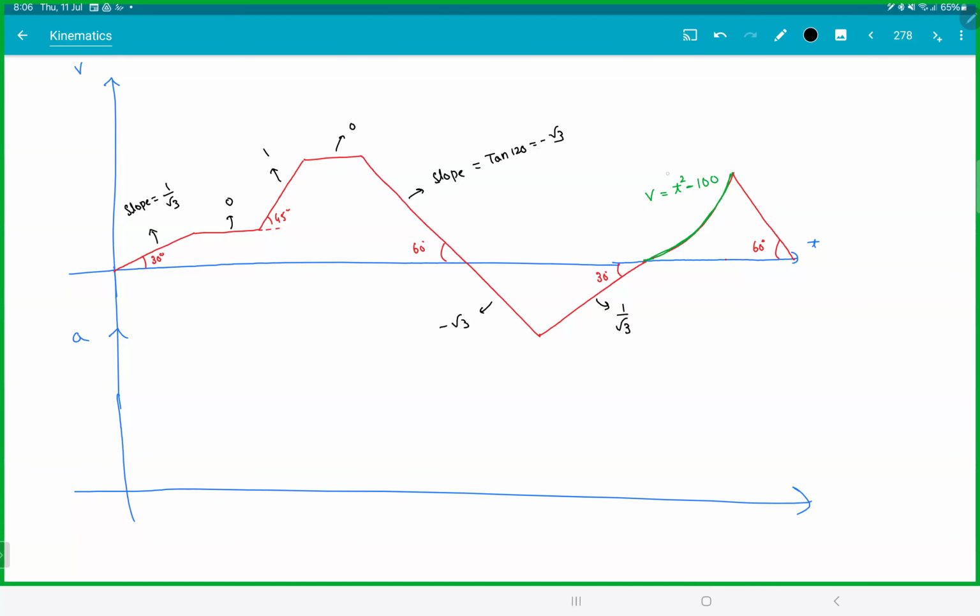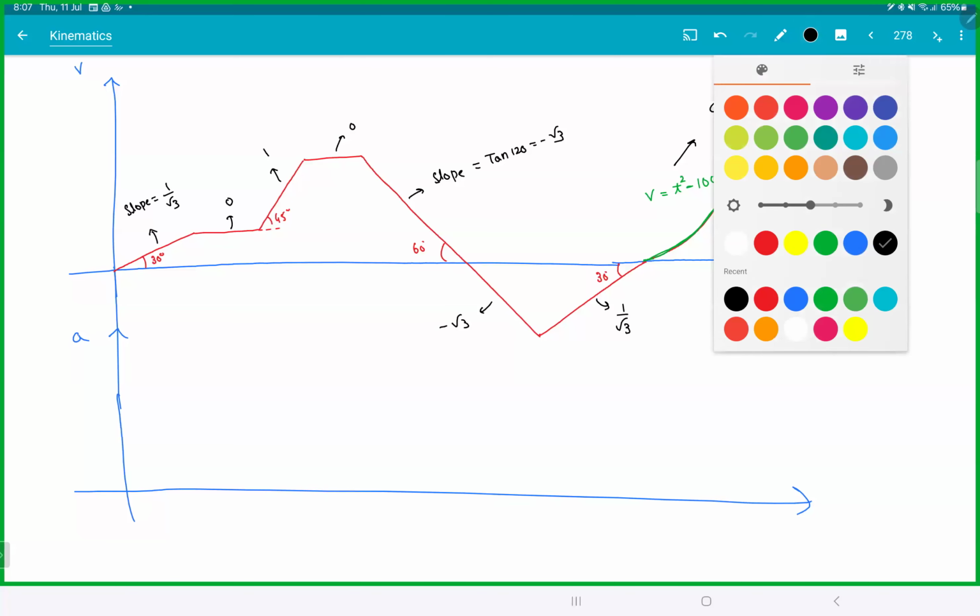This is interesting. If you differentiate this, we get acceleration is dv by dt, which is actually 2t. It's a line passing through origin. We will talk about that. This slope is also minus root 3.